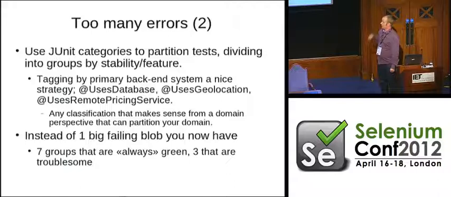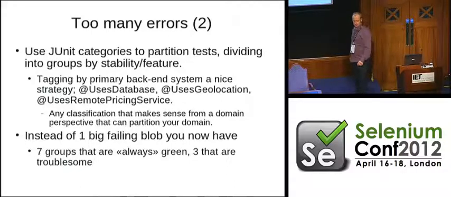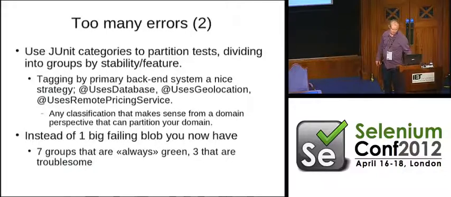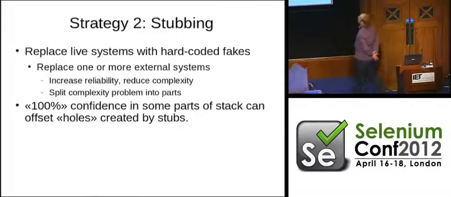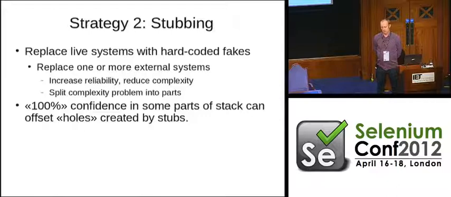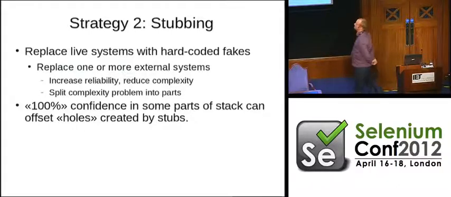We had actually a rather interesting payoff from this because it helps a lot. So if you have a huge set of tests that are just failing too much, this might be a very interesting strategy. And there is the other one, which is stubbing. If your backend systems are just wasted, replace them with hard-coded fakes. What you will do with that, and this is basically the reason why we can have 100% coverage.